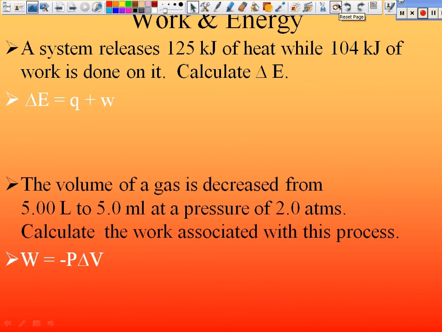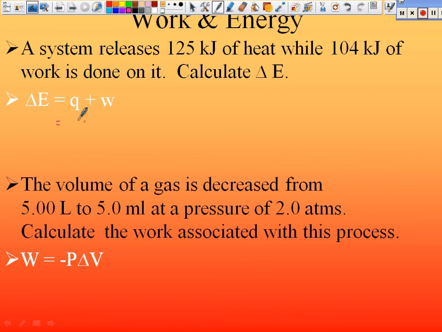Okay? All right, so here's what I need to do. A system releases 125 kilojoules of heat while 104 kilojoules of work is done on it. Calculate the delta E. You guys are intelligent. I've given you the formulas in white. Calculate it real fast. You tell me. Everybody take it. You can literally do this without a calculator in your brain. But I'm going to tell you that I have a feeling that several of you are going to be wrong. But I'm okay with that. But if you got it right, we're going to have high fives here in just a second.